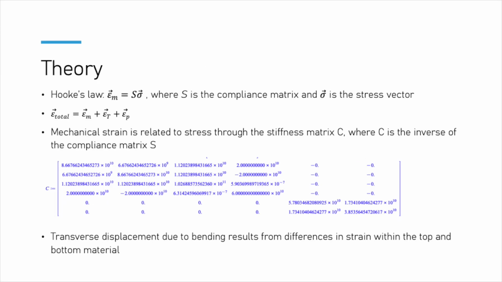External sources of strain can be modeled with Hooke's law. In this problem, we assume that there are no external sources of strain and that the effects of gravity are negligible. Adding all of our sources of strain together, it gives us the total strain. Finally, the mechanical strain is related to the stress through the stiffness matrix C, which we solved for in Maple. The stress results in a displacement of the materials.